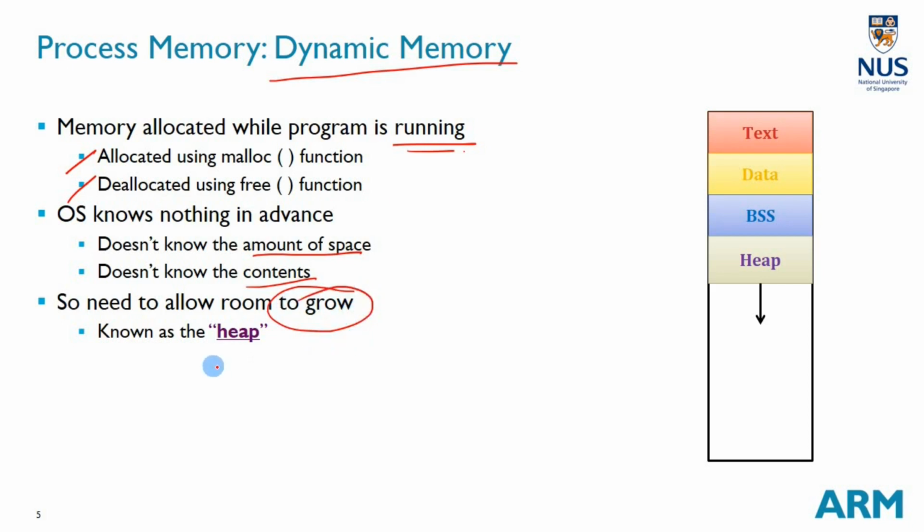That is why if you notice the heap segment, at one end of the heap segment there is actually space for it to grow. And this is basically what we call the heap. The heap is where the dynamic memory in terms of malloc and free is used.